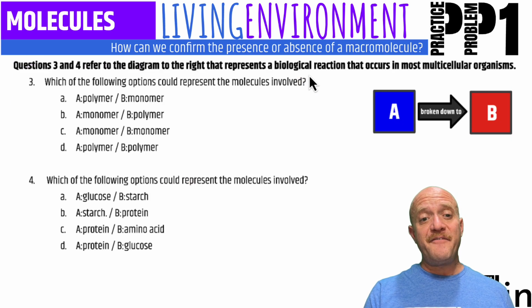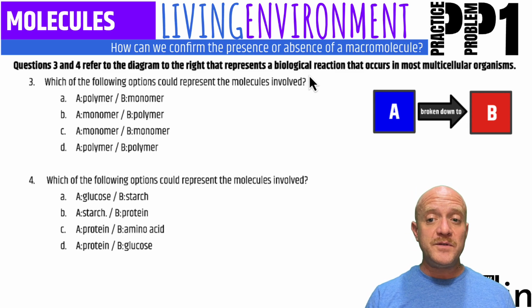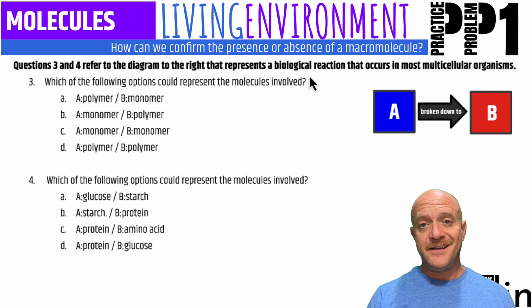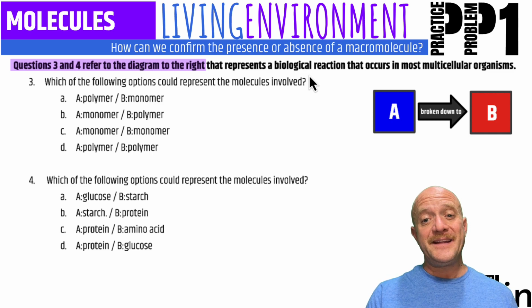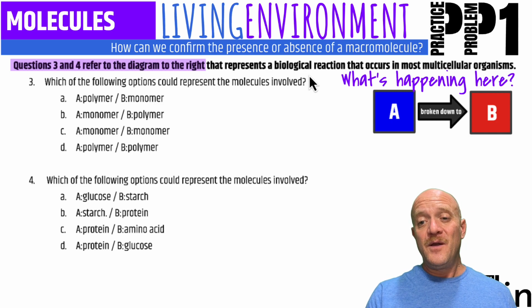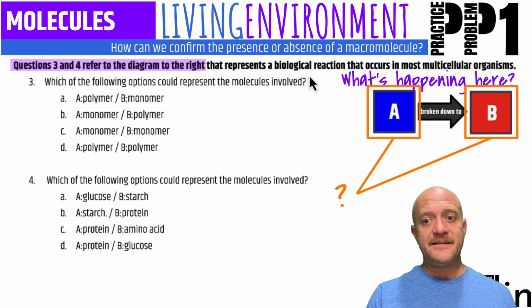Question number 3 and 4 refer to the diagram to the right that represents a biological reaction that occurs in most multicellular organisms. Again, this is another stimulus question, so we need to pay attention to what's going on. What is happening in this diagram? Well, I see A and B. A is broken down into B. You need to identify what is A, or what could A represent, and what could B represent.